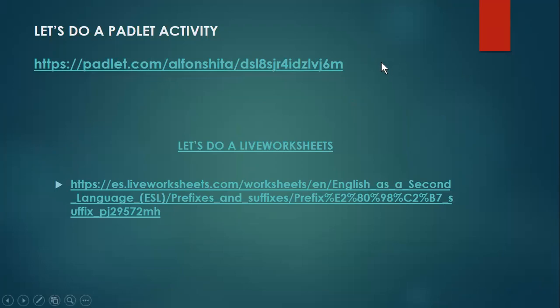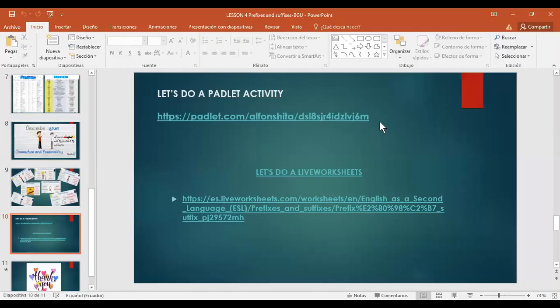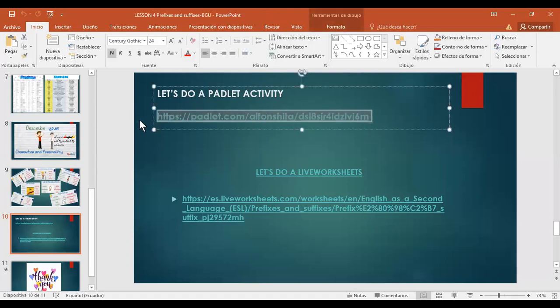Again, we are going to do a Padlet activity. You have to write which suffixes and prefixes you learned. I'm going to send the link through the chat. Please check.